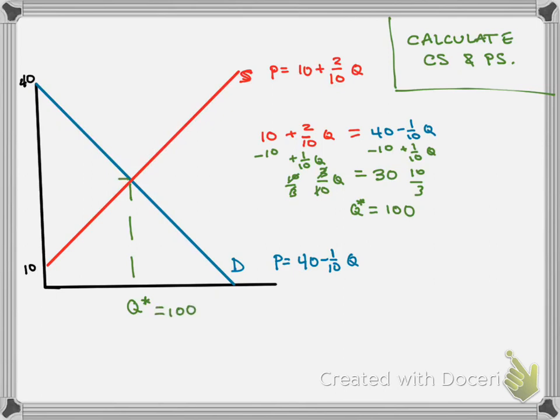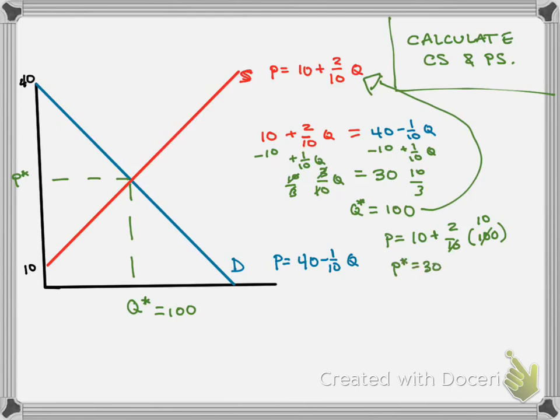Well, now we want to find P star. The way we find P star is we take this Q and we can put it either into the demand equation or the supply equation. Either way works because we're going to get the exact same answer. So I'm going to plug it back into my supply. In that case, I get P is equal to 10 plus 2/10 times Q, which is 100. So that's going to be 20. So I get 10 plus 20. P star is 30.